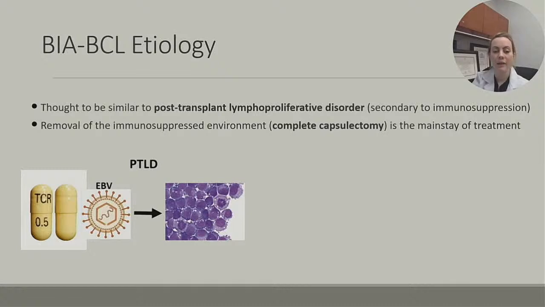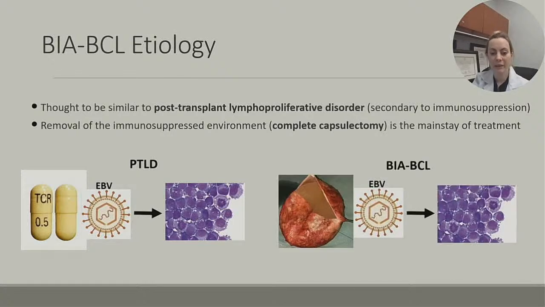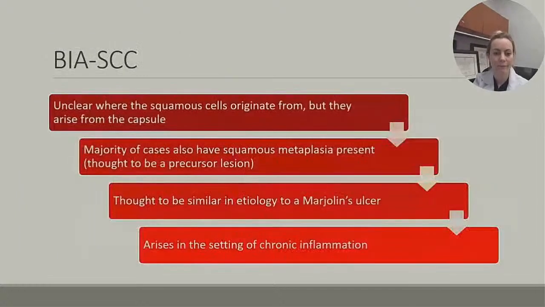Similarly, we think that the B-cell lymphomas in the breast implant capsule are associated with the immunosuppressed environment of the capsule, because we know there are a lot of Treg cells in the capsule. Thus, we think the treatment is similar to the treatment of a PTLD, and that the treatment should be removal of the immunosuppression. In this case, removal of the capsule, which is the immunosuppressed environment. And we find that most of these tumors respond very well to capsulectomy, and no further treatment is needed.